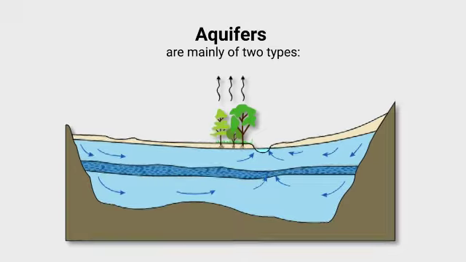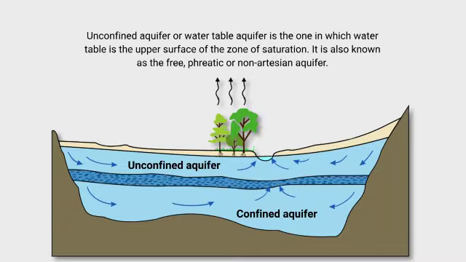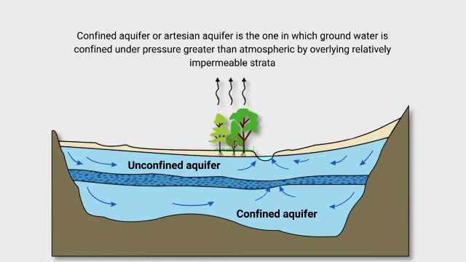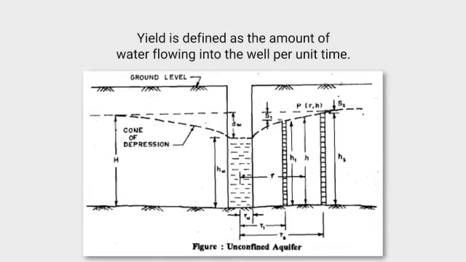Types of aquifer. Aquifers are mainly of two types: unconfined aquifers and confined aquifers. An unconfined aquifer, or water table aquifer, is one in which the water table is the upper surface of the zone of saturation. It is also known as the free, phreatic or non-artesian aquifer. A confined aquifer or artesian aquifer is one in which groundwater is confined under pressure greater than atmospheric by an overlying relatively impermeable stratum. This is a picture of the unconfined aquifer.